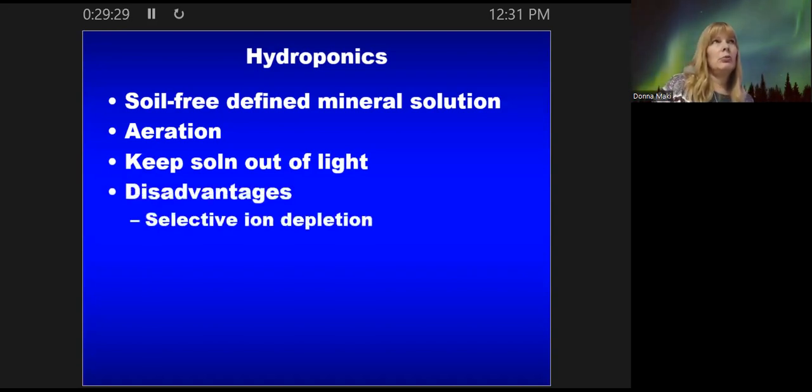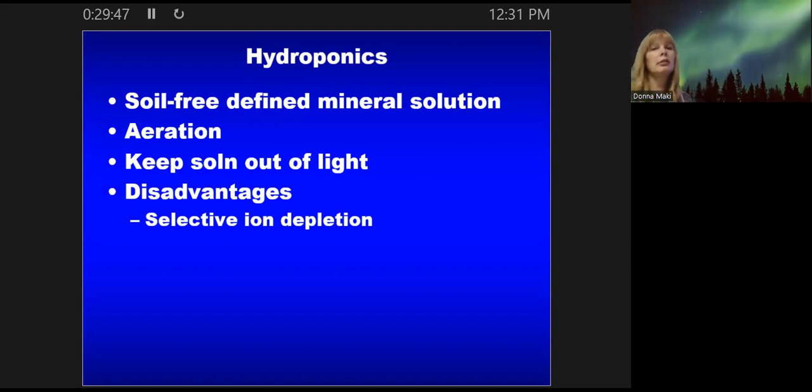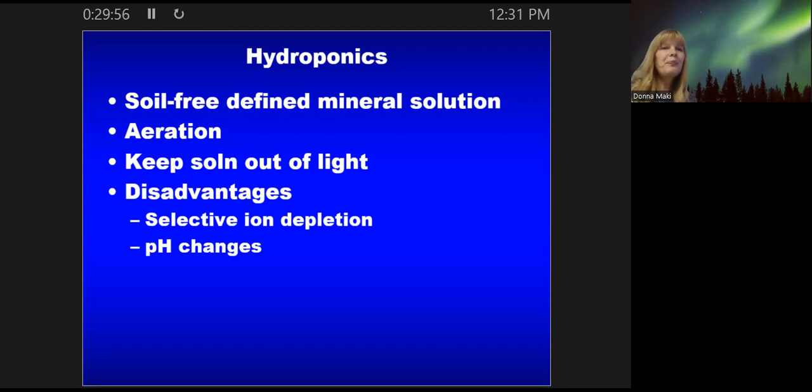You need to know water chemistry, because you need to be able to test it and make sure you're not having selective ion depletion. If the nitrogen runs low, you have to know that. Maybe everything else is fine, but it's just low in nitrogen, so then you have to tweak the recipe to make sure all the ions are getting into the hydroponic solution so the plant has access to them. And then pH changes. What's the pH range most plants like? 5.5 to 6.5. Same in hydroponics in general, they like that.